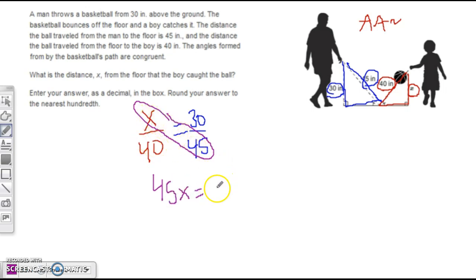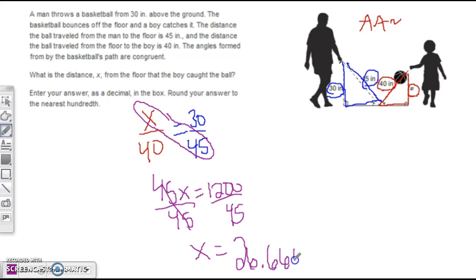So x times 45 is 45x, and 40 times 30, let's make that easier. 4 times 3 is 12, and then we have 2 zeros, so I'm just going to plop those on the end. And if you didn't know that shortcut, you can always just multiply it in your calculator. And then we got to finish solving for x, so divide each side by 45. And x will equal, my calculator says 26.6 repeating.